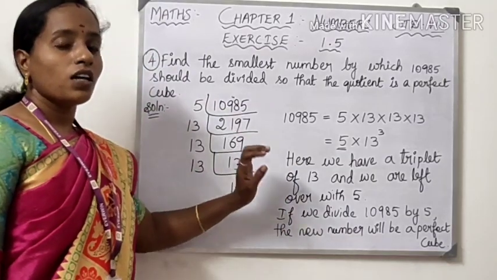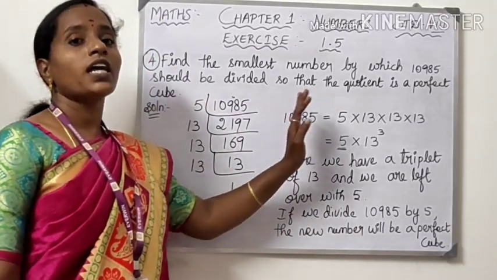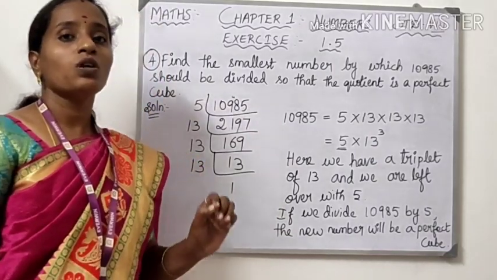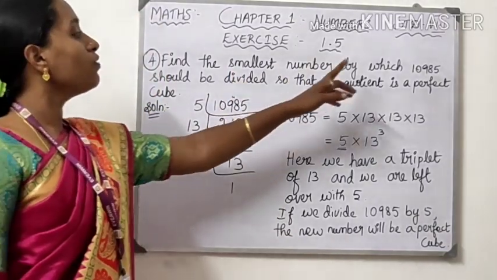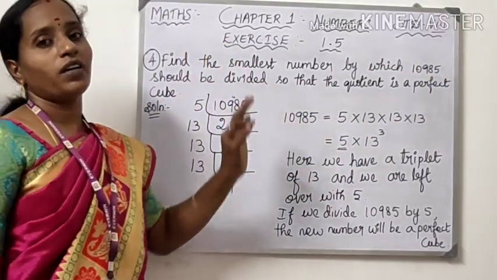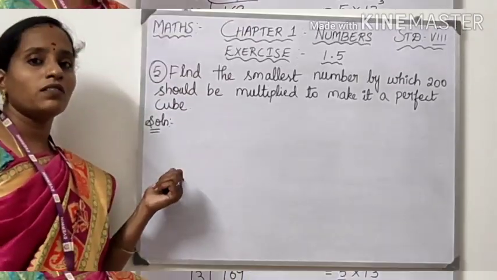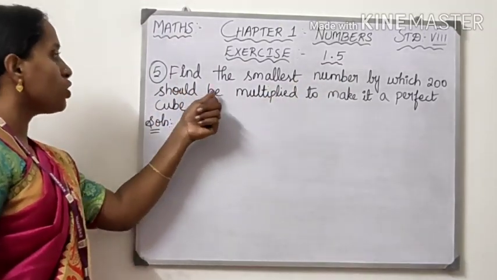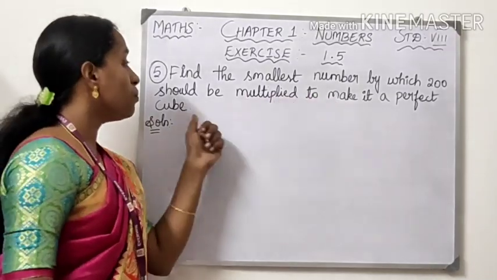So here if we divide 10,985 by 5, we will get a perfect cube. So the smallest number by which 10,985 should be divided is 5. So the required number is 5. Now we have the fifth question. Find the smallest number by which 200 should be multiplied to make it a perfect cube.